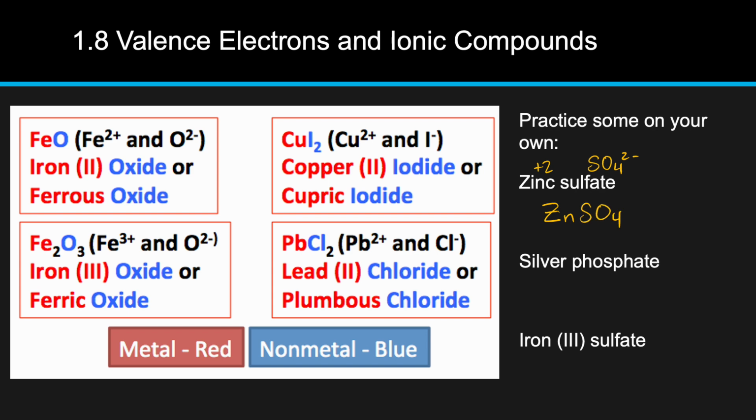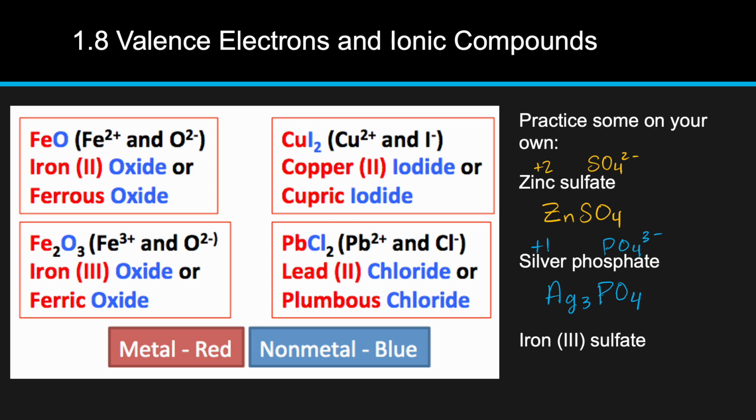And then remember, silver always has a positive 1 charge. Phosphate is PO4 3 minus, so we need 3 silvers to balance it out. Silver is not a polyatomic ion, so we do not need parentheses. So it's Ag3PO4.